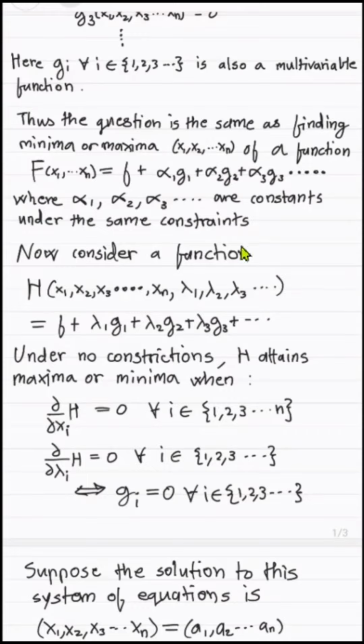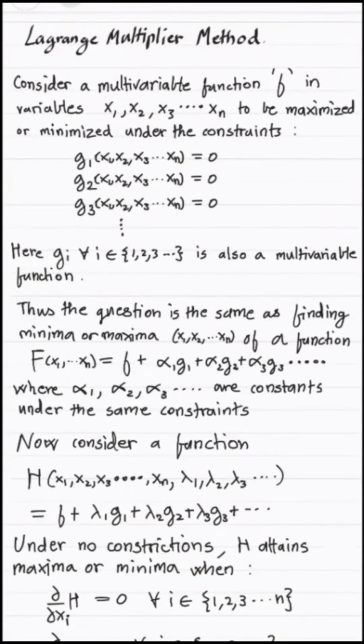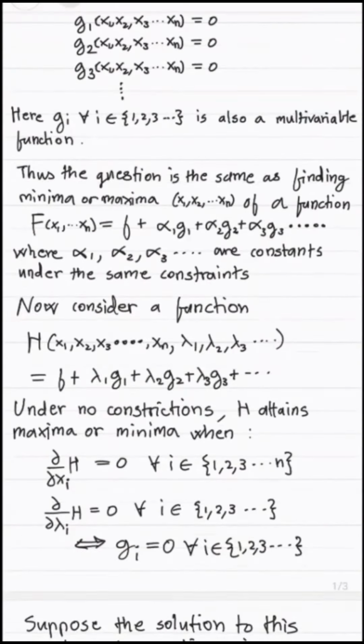And we have to maximize or minimize this function capital F under the same constraints, that is g1 equal to 0, g2 equal to 0, and so on. That's the same thing as maximizing or minimizing small f, because capital F is equal to small f, right? Assuming that these constraints are actually applicable.